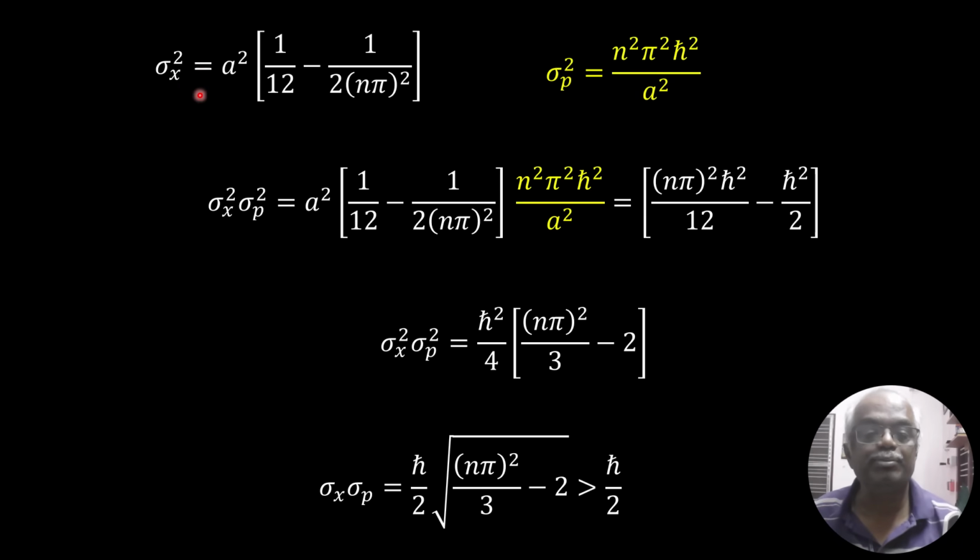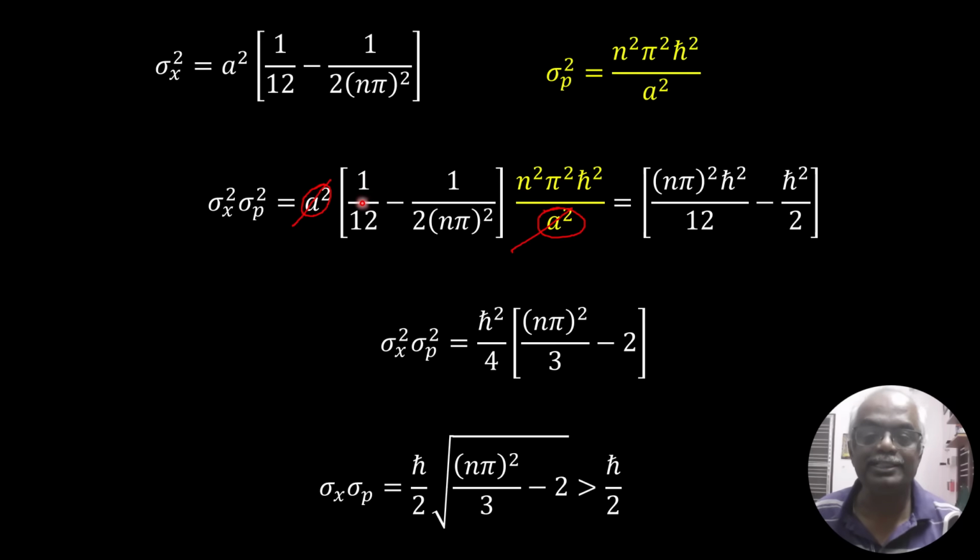Now we got sigma x squared is this one, that is 1 over a squared multiplied by 1 over 12 minus 1 over (2nπ) whole squared. Similarly, sigma p squared, just now we have seen, is equal to n squared pi squared h cross squared over a squared. Now you multiply both. Sigma x squared into sigma p squared is this multiplied by this yellow color part. Here you can see this a squared will get cancelled with this a squared. So you have only n squared pi squared h cross squared outside the bracket.